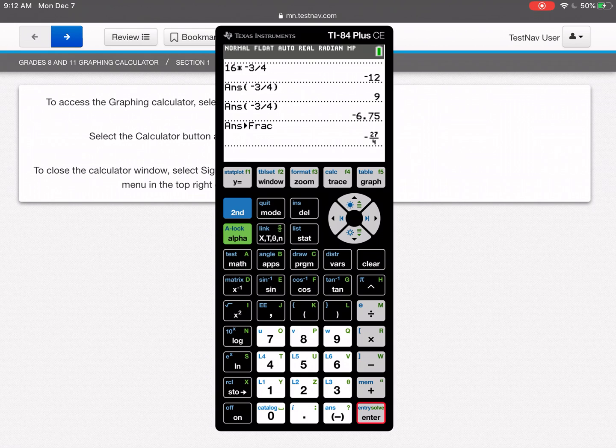So that's my fourth term, and I keep multiplying. So I should take negative 27 over 4 times negative 3 over 4, right? And then I hit math, enter, enter. So depending on some of your numbers, some of you are going to have to do this step by step to get the fraction.